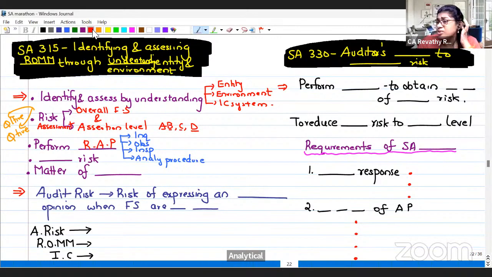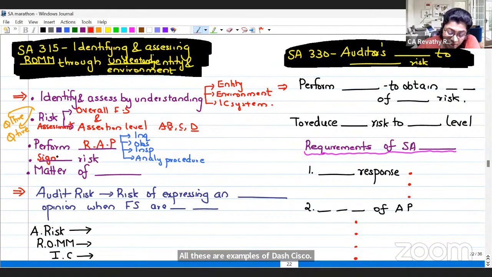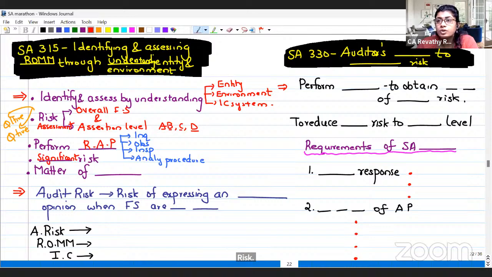A transaction outside the normal course of business, fraud, all these are examples of what risk? Significant risk. Risk assessment is a matter of the auditor's professional judgment.